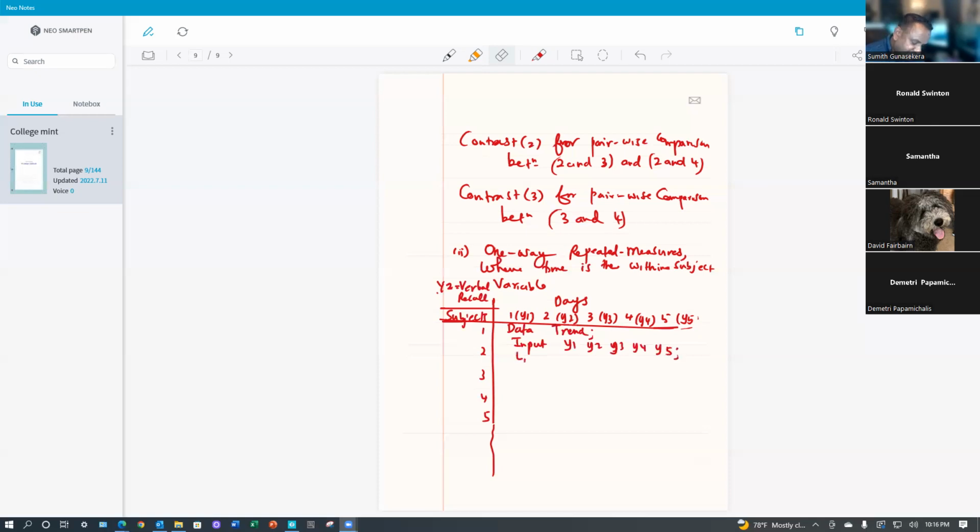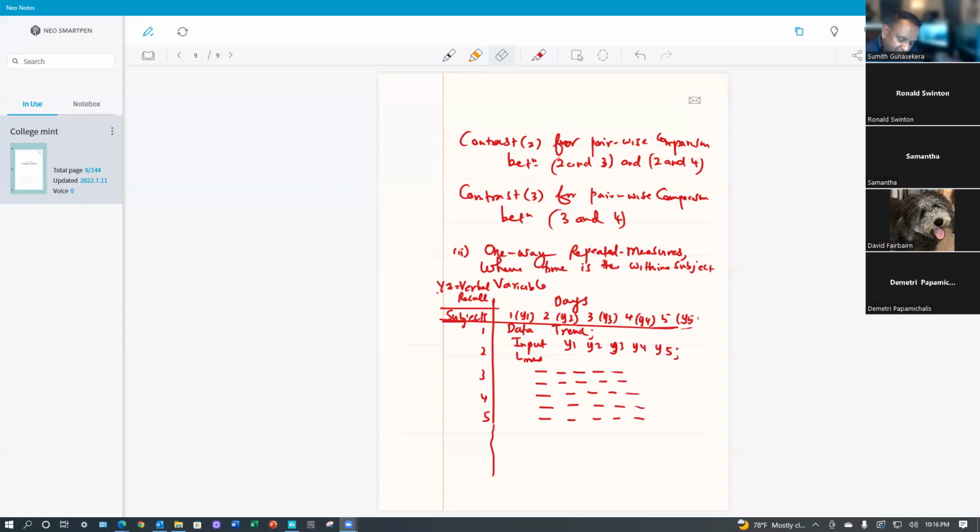And lines, see, 1, 2, 3, 4, 5. And 1, 2, 3, 4, 5. And the fifth person.